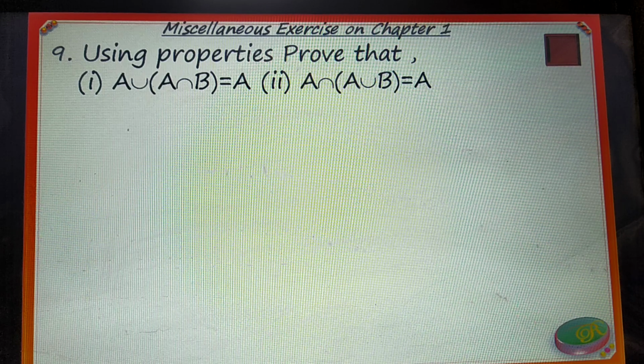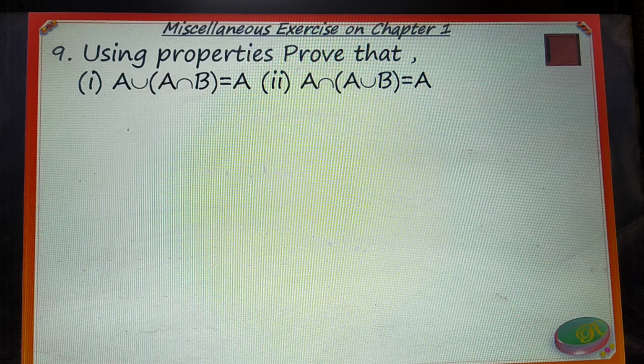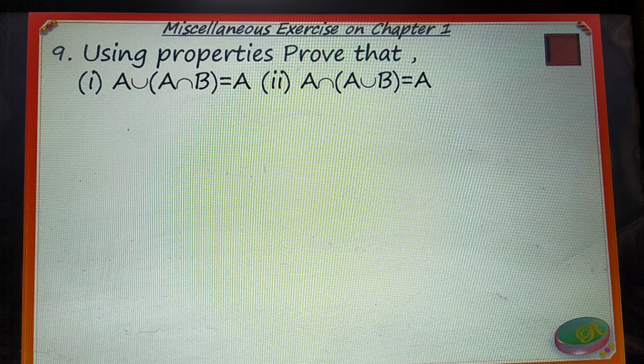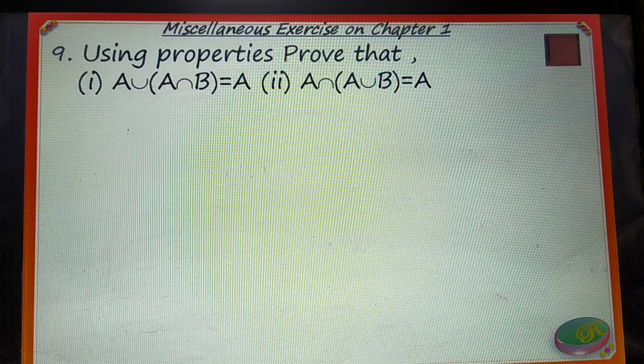Question number 9. Using properties, prove that A union (A intersection B) is equal to A. Second one is A intersection (A union B) is equal to A. Solution.